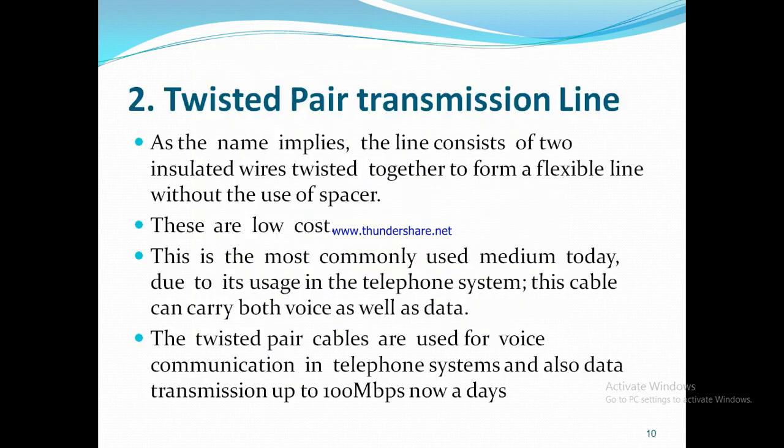So these twisted pair transmission lines are used for voice communication in telephone systems and also data transmission of up to 100 Mbps nowadays. The main usage of this twisted pair transmission line is telephone systems, because these lines will carry both voice as well as data.